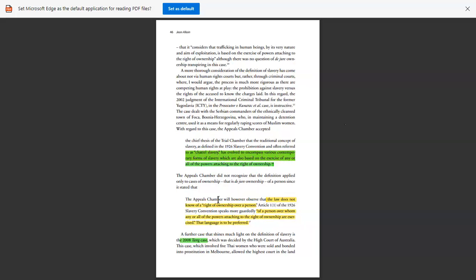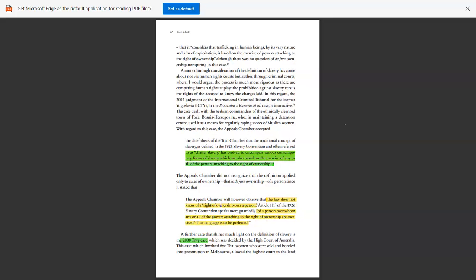So again, they basically wrote out that the legal system does not know of a right of ownership over a person. One person cannot own another person and be held up by the de jure. Although it seems to be happening through ownership, meaning control and possession, it seems to be happening in a de facto standard. So that 1926 convention speaks of a person over whom any or all of the powers attaching to the right of ownership are exercised. And that's the language that they prefer.